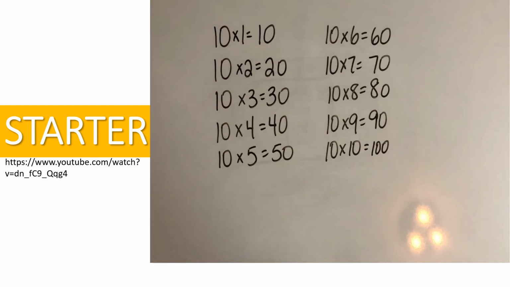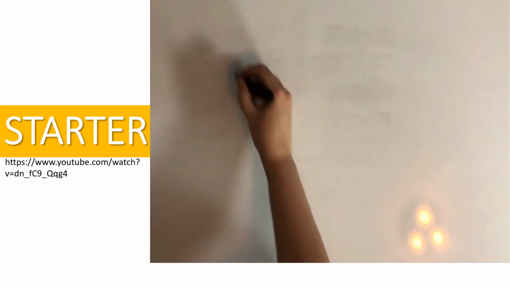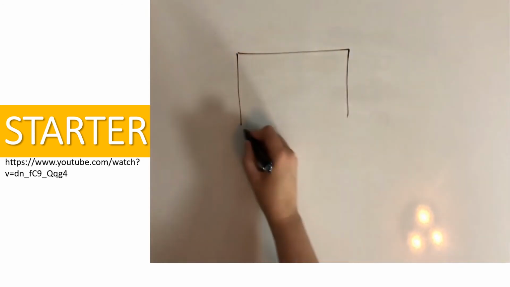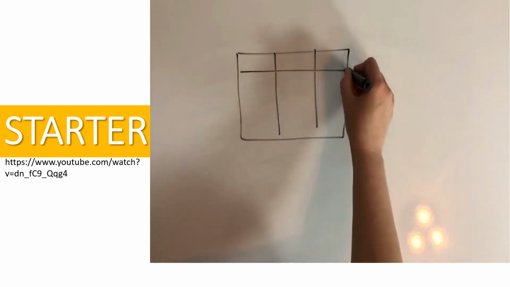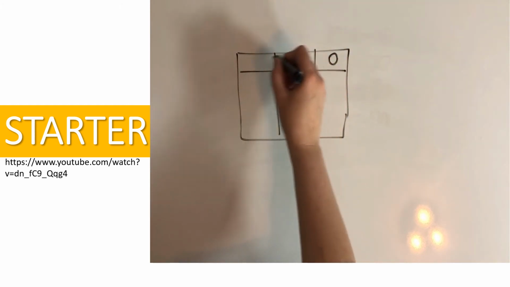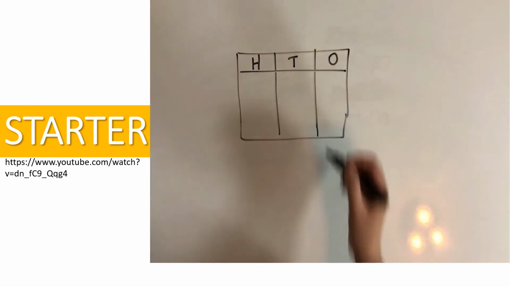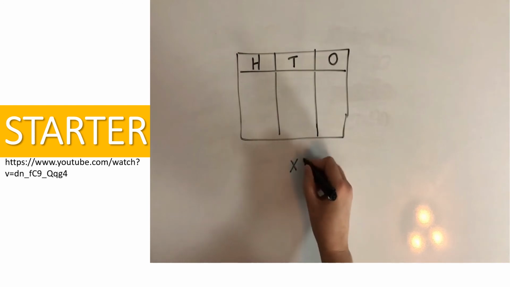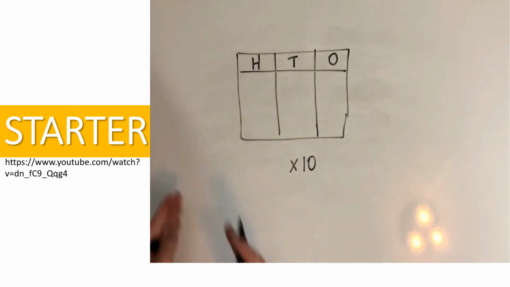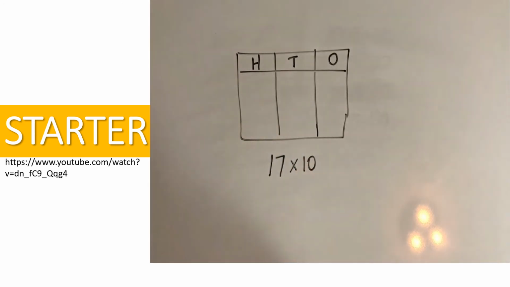Now I want to give you just a quick challenge because I think you're up for a challenge. Let's draw our place value chart again. This time I'm going to include the hundreds place as well. So here is my ones, my tens, and my hundreds. It's a little crooked, but that's okay. We know that when we multiply a number by 10, we shift the digits one place to the left. So how might this look if I multiplied 17 times 10?